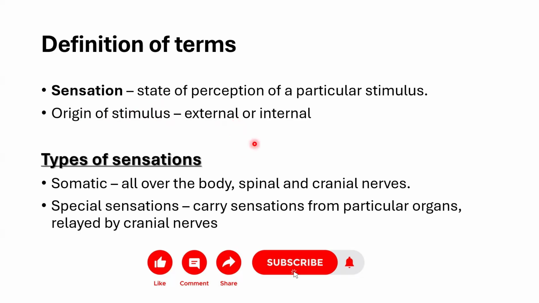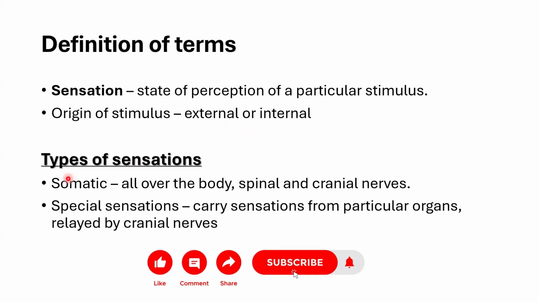For example, the light that comes from the sun is external. But when you have extension or distension of the stomach, that's something that is internal, a stimulus coming from within the body.